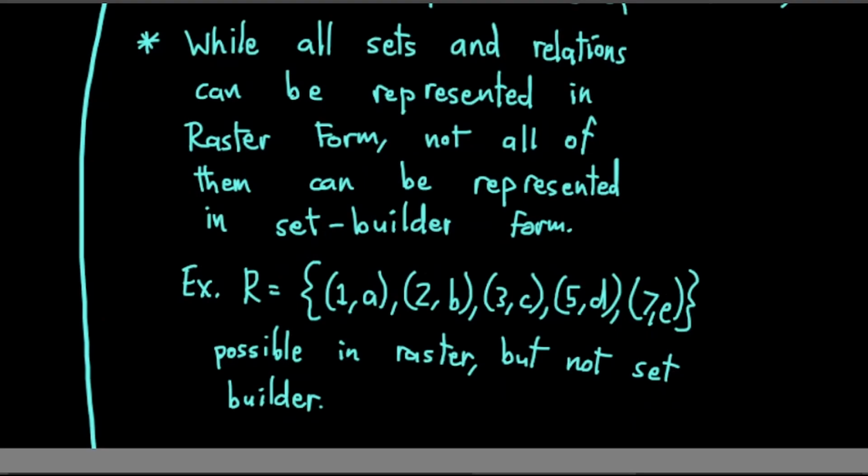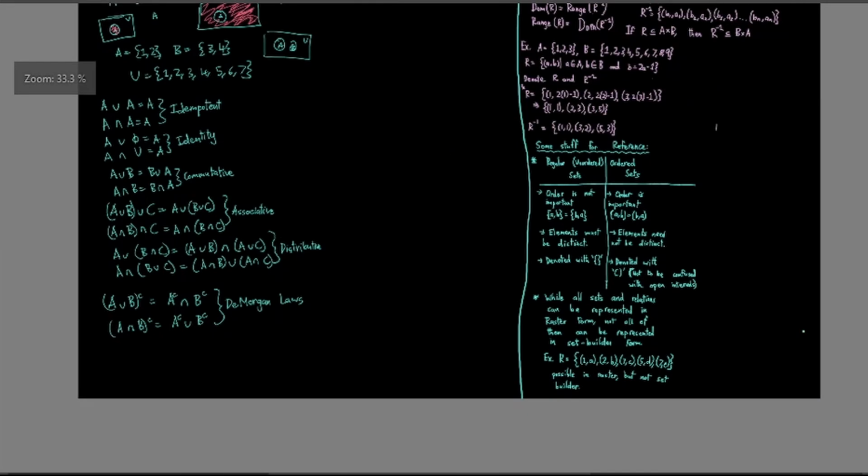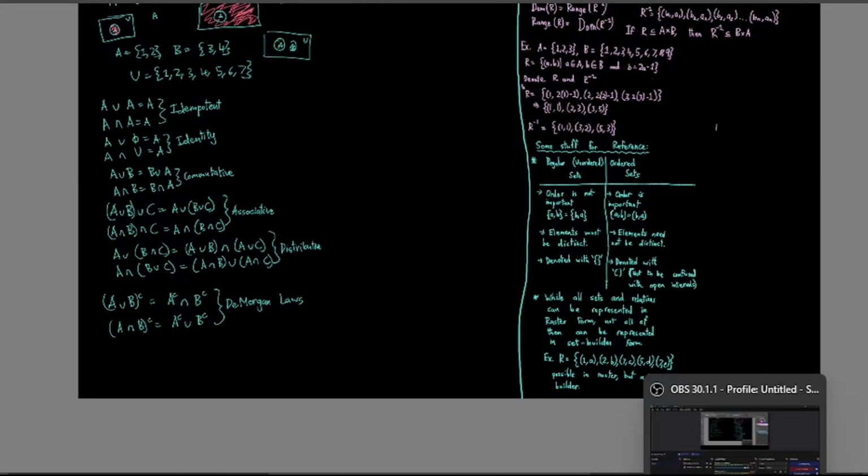While all sets and relations can be represented in roster form, not all of them can be represented in set builder form. An example of this is the relation {(1, a), (2, b), (3, c), (5, d), (7, e)}, which is possible in roster notation but not possible in set builder notation, because we don't exactly relate alphabets with numbers as such, so that doesn't work out. And with that, I am done with relations. Thank you.